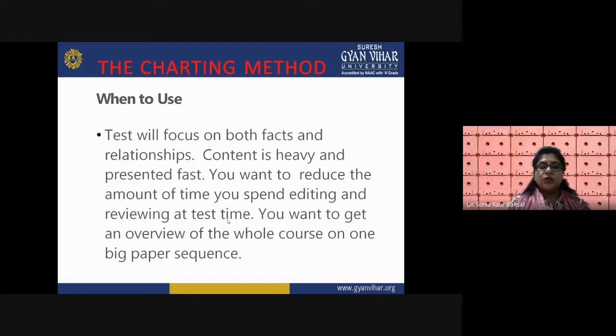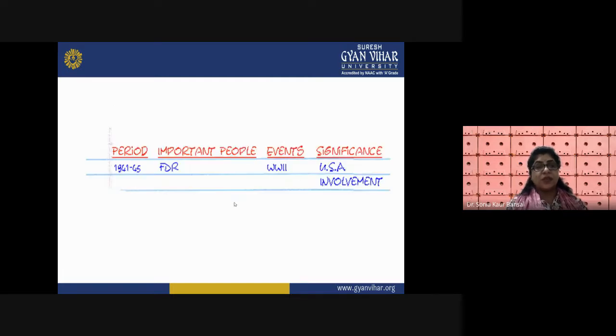You also use it when you want to get an overview of the whole course on one big paper sequence. So you need a proper big paper, not a register one, maybe bigger than that, or maybe a register that you are following. So it is important for you, students, to focus on how it is being used in classrooms.